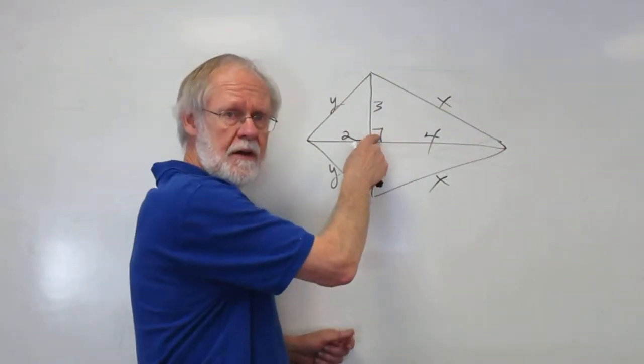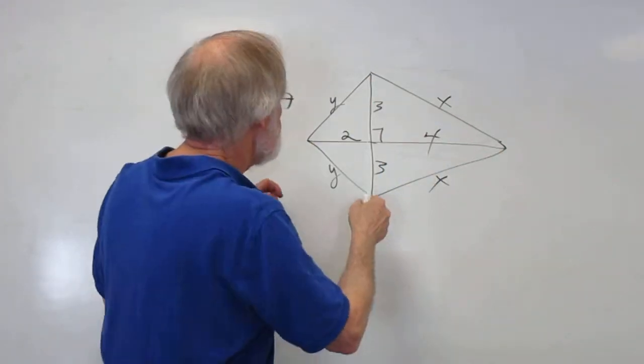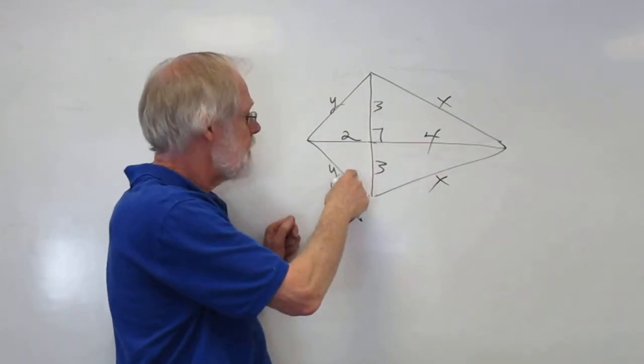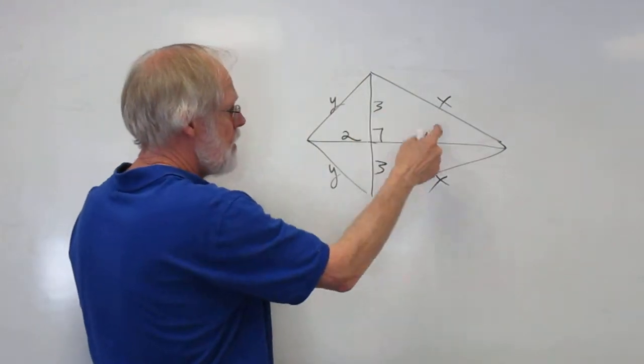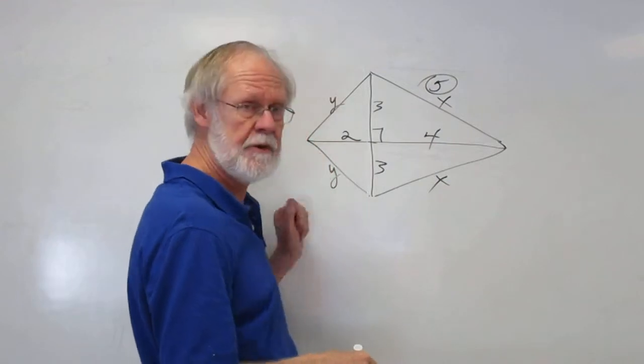This is the key fact right here. If these two diagonals are perpendicular, then you have right triangles all the way around. And right triangles, we're going to use the Pythagorean theorem. So 3 squared plus 4 squared equals, if you know your triples, that's got to be a 5.